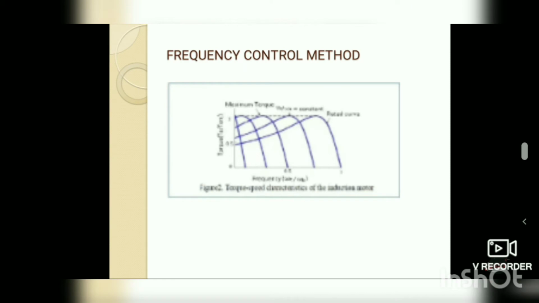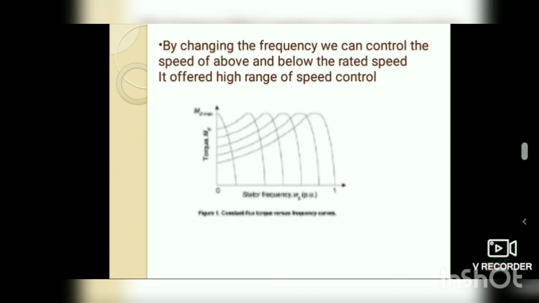This is a frequency control method. By changing the frequency, we can control the speed above and below the rated speed, offering a high range or low range of speed control.